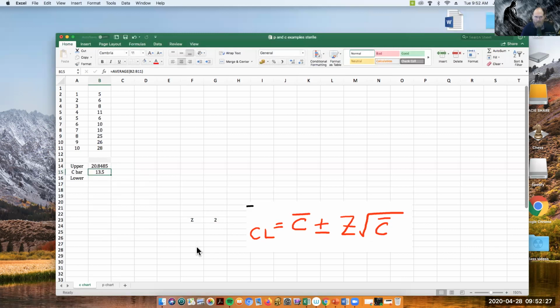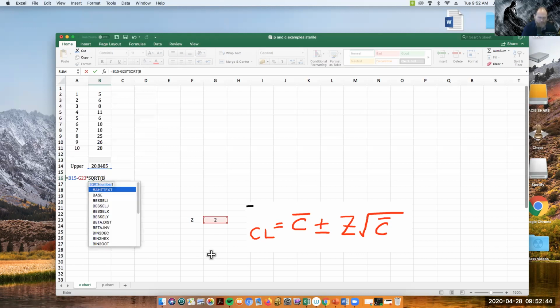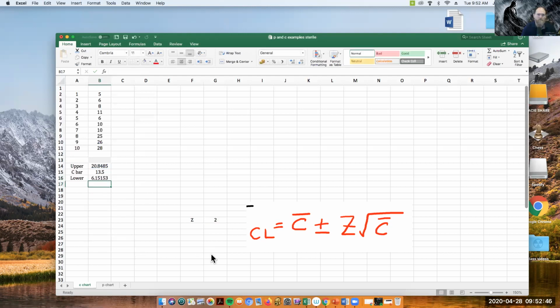So 20.84. And then down here, I'm going to do the other part of that, where I'm going to refer to that C bar. I'm going to minus. I'm going to refer to my Z. And then the square root of B15. Okay, so just looking at it, those upper and lower control limits look right. Looks like a big difference. I mean, I entered all my formulas correct.